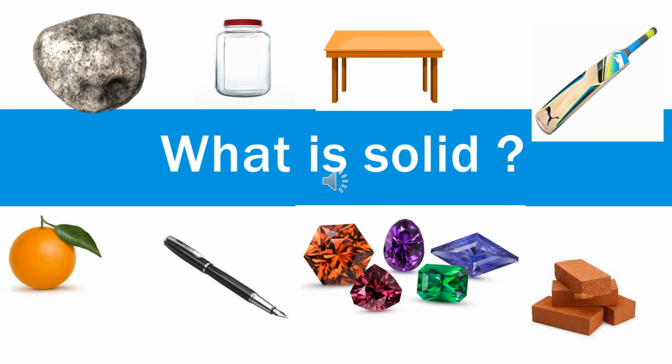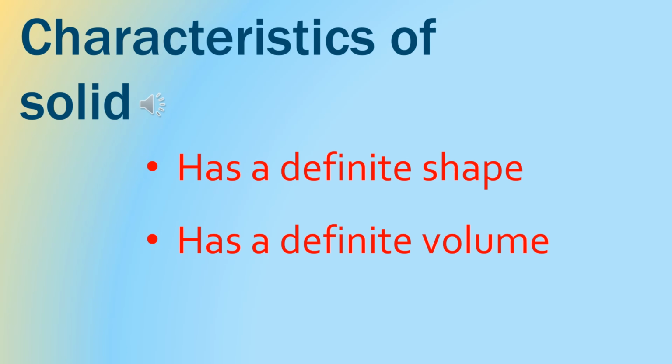What is solid? Do you know, children? Here, you can see some examples of solids: a stone, a bottle, a table, a bat, gems, a pen. Those are a few examples of solids. Then what can you say about their shapes and volume? Let's see it. Observe some solids. What are their characteristics? How do you identify solids? What can you say about the shape and volume?